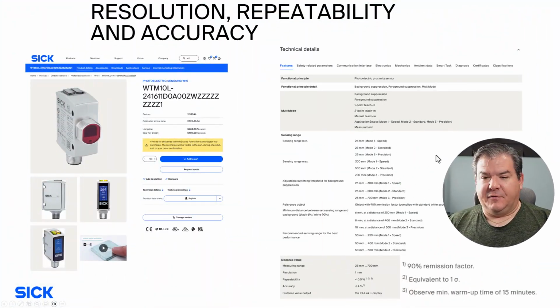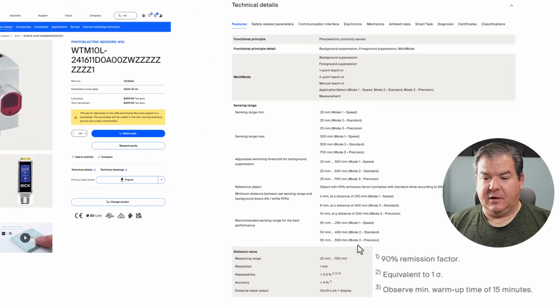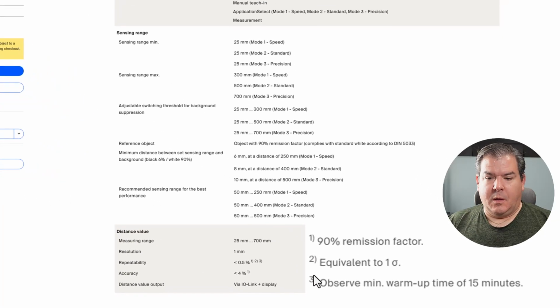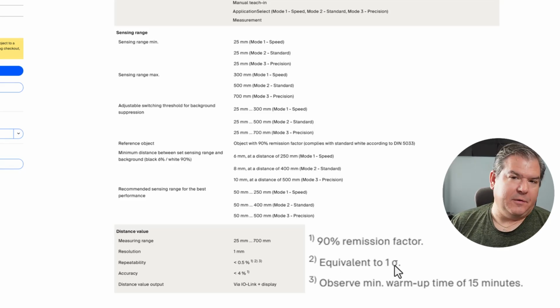So I'll just take an example here. I've done a couple of examples with the W10, and there's a lot of information in here that I appreciate, including getting down into resolution, repeatability, and accuracy. We're going to take a look at these footnotes. Now we're going to look at 90% remission factor. That is on a white target and equivalent to 1 sigma. I think it's very important that we look at this 1 sigma number to know where our data is going to be. What do we really expect for measurement?